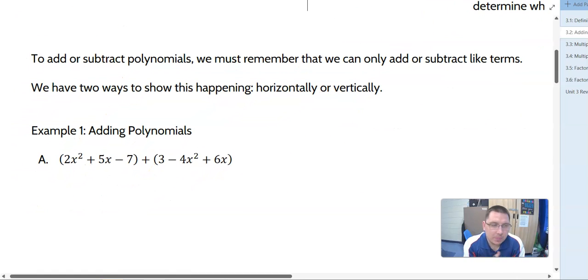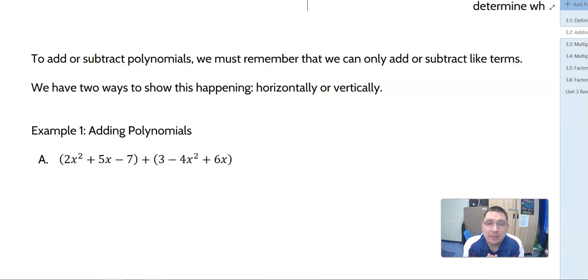So to add or subtract polynomials, we have to remember, like we talked about in 3.1, that we can only add or subtract like terms. Remember that like terms are ones where the variables and their powers are the same. And so we have two ways to show adding and subtracting. We can either do this horizontally or vertically.